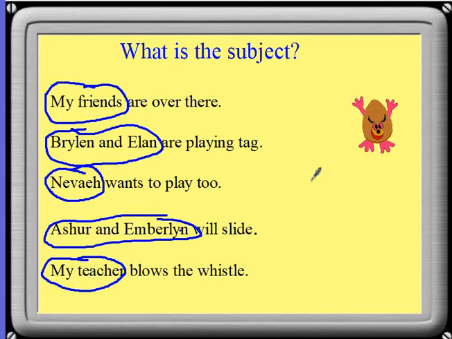Alright, so the subject of a sentence is not that hard, is it? No, I think you guys are going to be able to find the subjects. And remember, sentences have to have subjects, that way they'll make sense. If I just thought about the end of these sentences here, are over there, would that make any sense if you would have forgot the subject? No. Are playing tag, would that have made any sense? No. Wants to play too, would that have made any sense? No. Will slide. Who's gonna slide? Yeah, you've got to have a subject. And then blows the whistle, would that have made any sense? No, you've got to say who. So that's why sentences must have subjects. It helps them make sense.